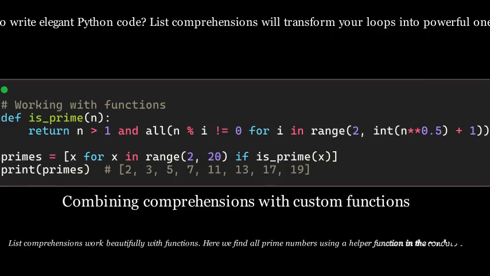List comprehensions work beautifully with functions. Here we find all prime numbers using a helper function in the condition.